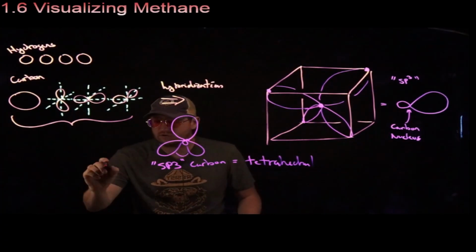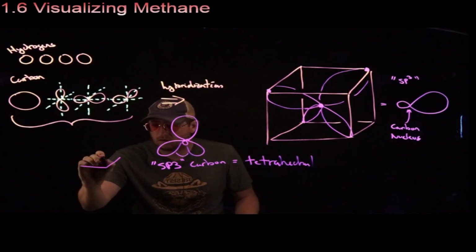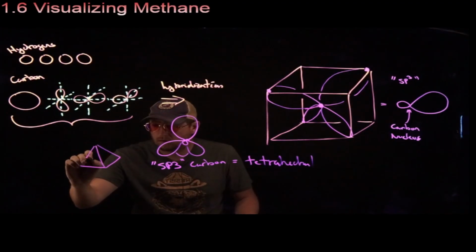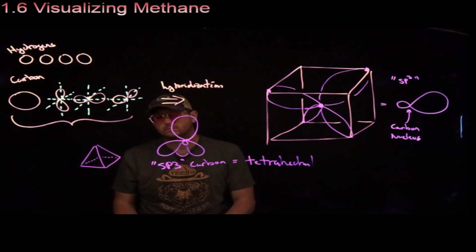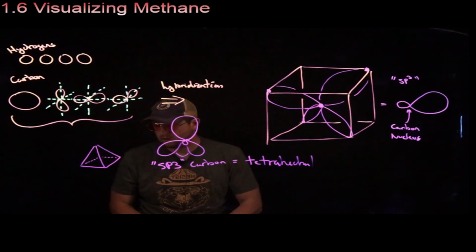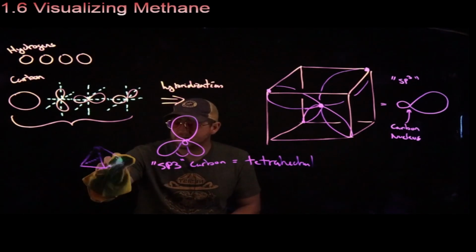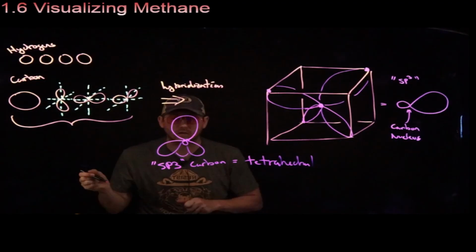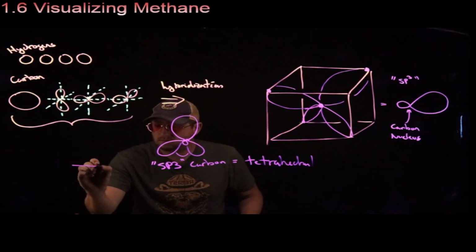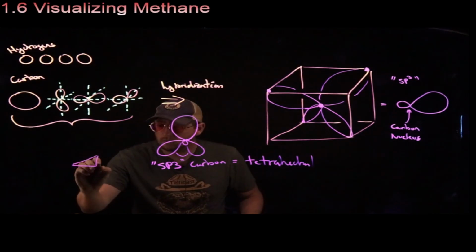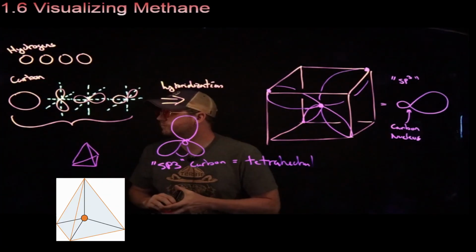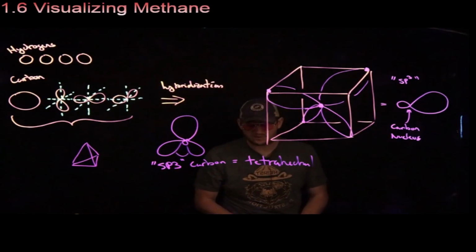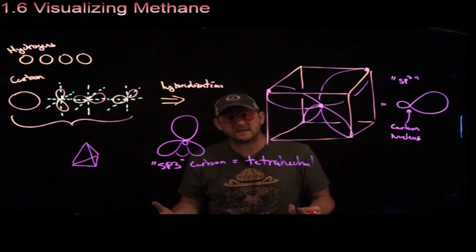Now, if we try to draw a tetrahedral shape here, let's see if we can do it. Not quite right. I put 4 sides on the bottom. It should be 3 sides on the bottom. So it should look like this. That's your tetrahedral shape for an sp3 carbon. Use your modeling kits to observe this.